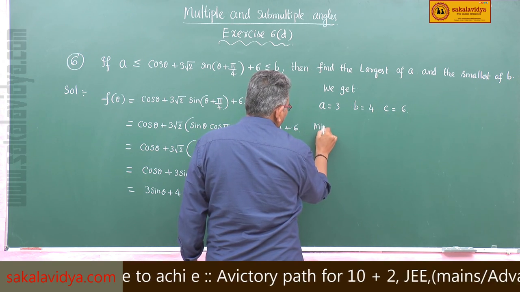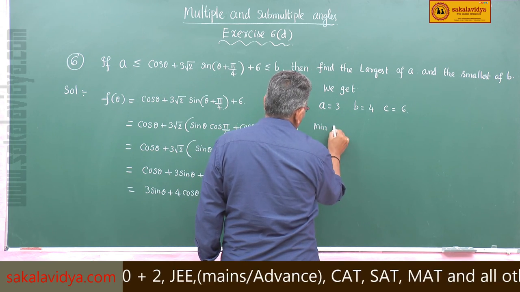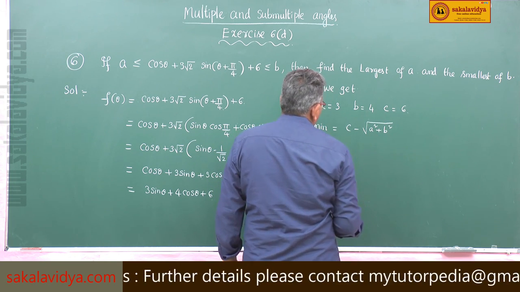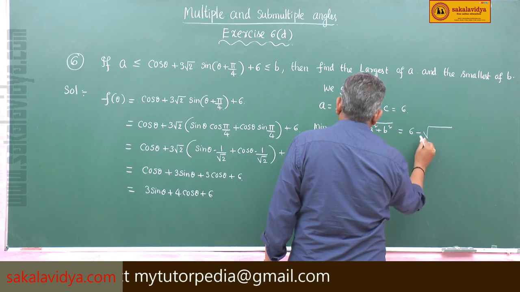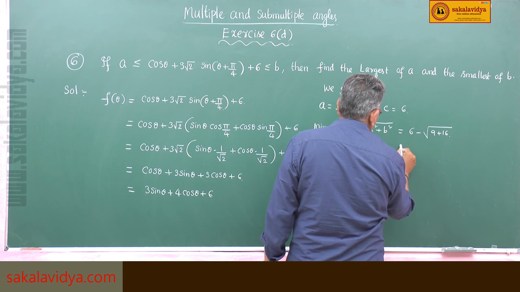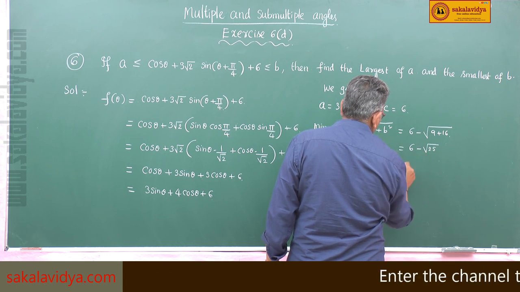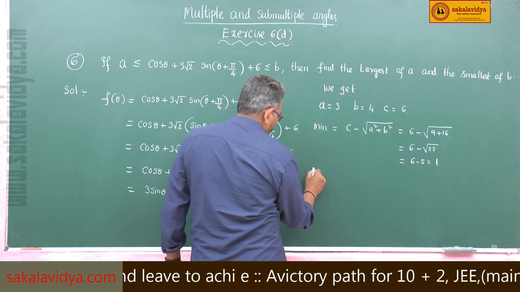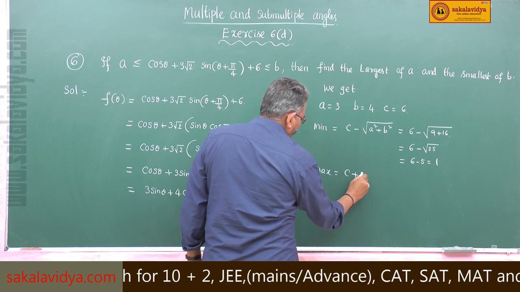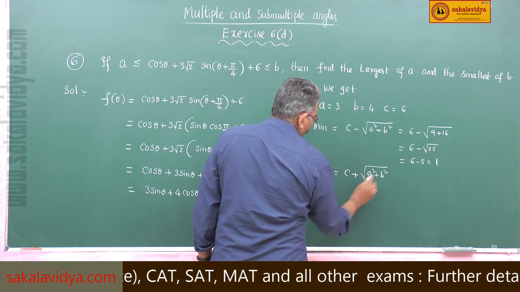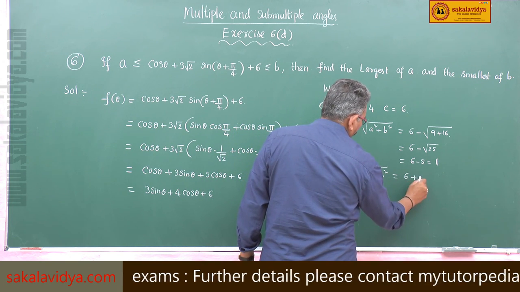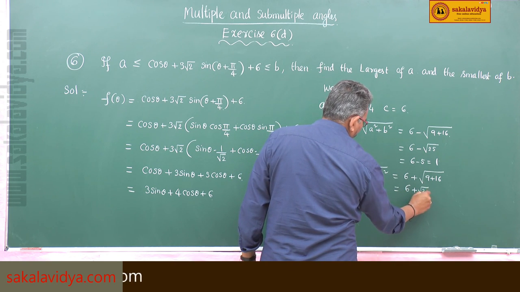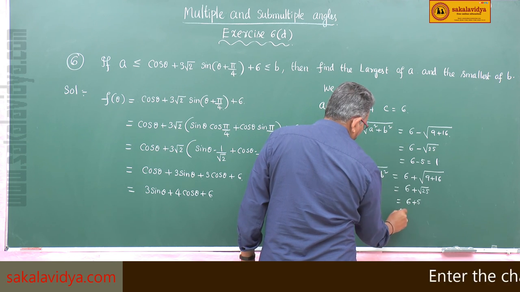Now minimum value. Minimum is equal to c minus root of a square plus b square. So c, which is 6, minus root of 3 square, 9 plus 16, that is 6 minus root 25, that is 6 minus 5, which equals 1. The minimum value is 1. Let us go for maximum. What is the maximum? c plus root of a square plus b square. So this equals 6 plus root of 9 plus 16, same, only the sign changes. 6 plus root 25, 6 plus 5 is 11.